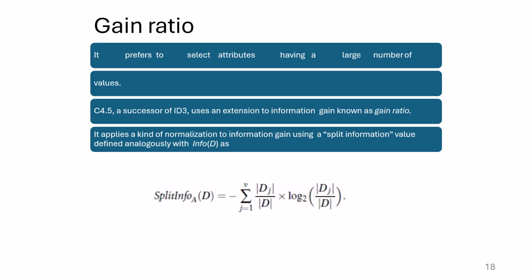Gain ratio prefers to select attributes having a large number of values. C4.5 is a successor of ID3, and uses an extension to information gain known as gain ratio. It applies a kind of normalization to information gain using a split information value defined analogously with Info(D): split information of attribute A on dataset D equals minus the sum of j equals 1 to v of |Dj|/|D| multiplied by the log of |Dj|/|D|.